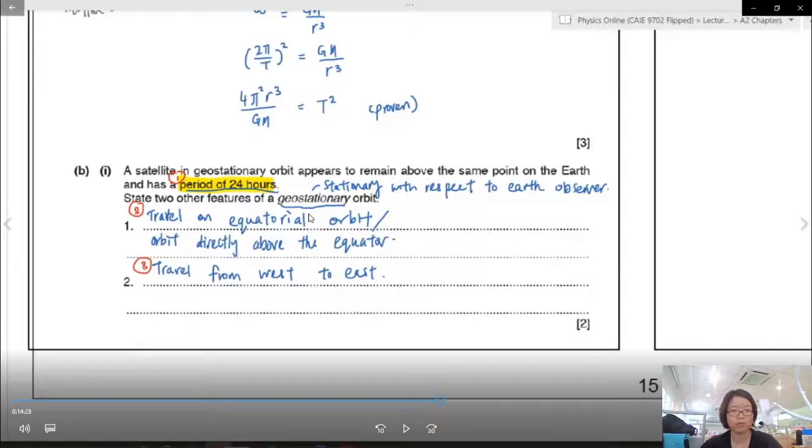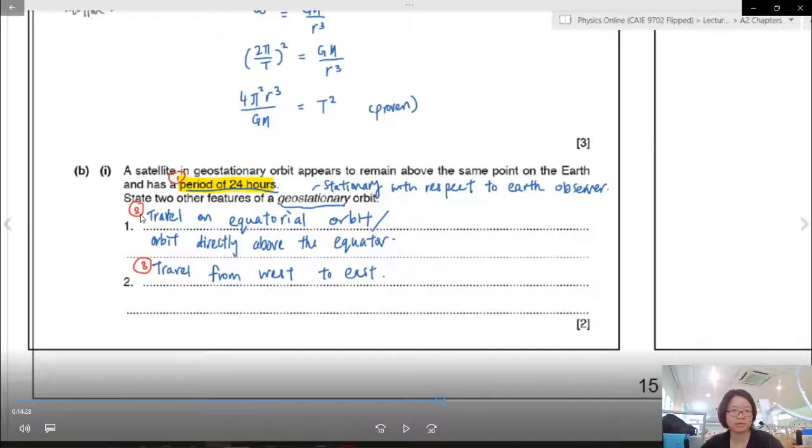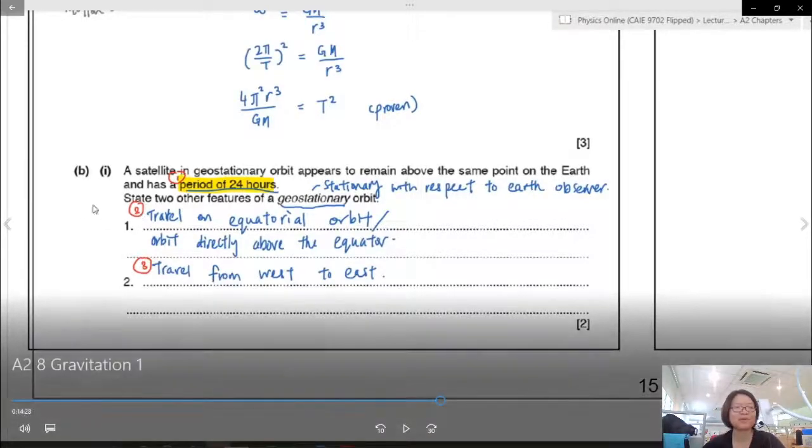again in communication. But today here, there are three properties of a geostationary satellite that they sometimes ask in question 1 of your Paper 4, your first question. So, period of 24 hours, because it has to turn together with the Earth.